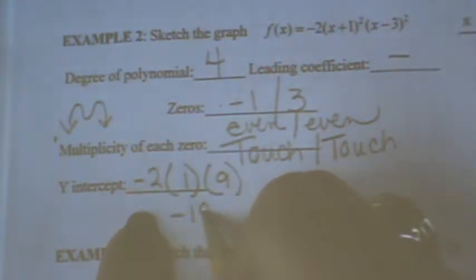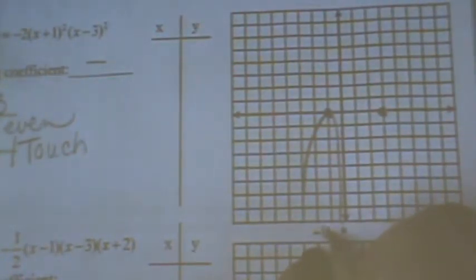You're going to plug 0 here and 0 here. So you have -2 times 0 plus 1 is 1, 1 squared is 1, and 0 minus 3 is -3 squared is 9. So where is my y-intercept? It's at -18. So let's start putting this stuff in. We have a -1 and a 3 as my zeros. My graph is going to be upside down because of the negative leading coefficient. It's going to come all the way down at -18. It's going to touch the y-axis.